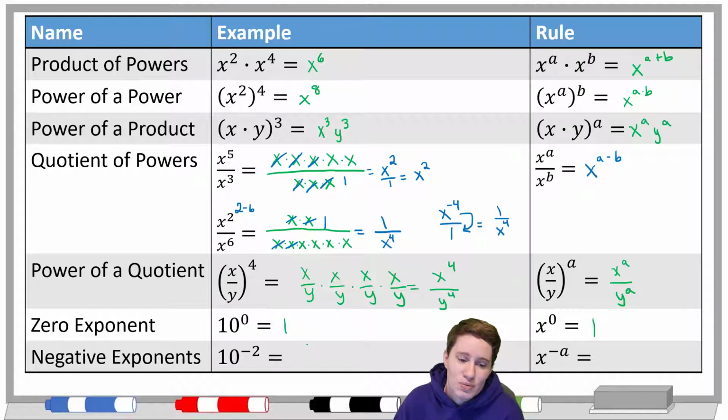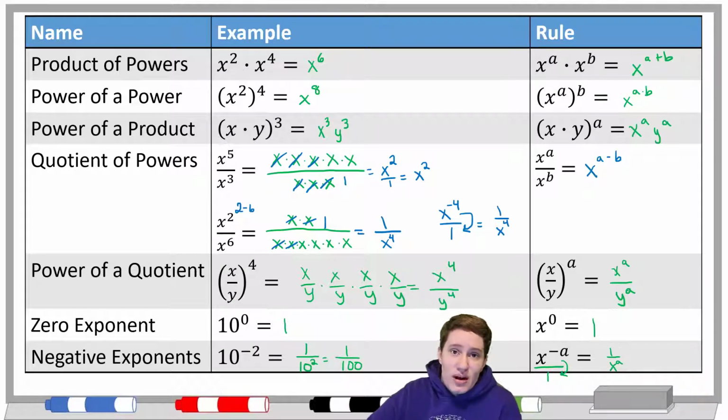10 to the negative 2 is really 1 over 10 squared, and so we can make that be 1 over 100. Just if you have a negative exponent, whether it's on top or bottom, if we move it to the place it's not, it makes it positive. So x to the negative a here moves down and becomes 1 over x to the a. So let's give some problems like this a try.